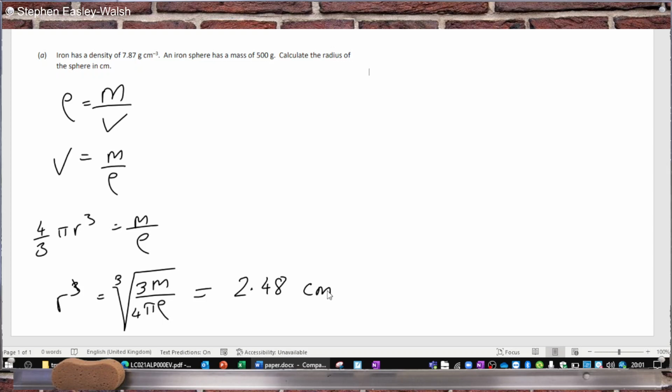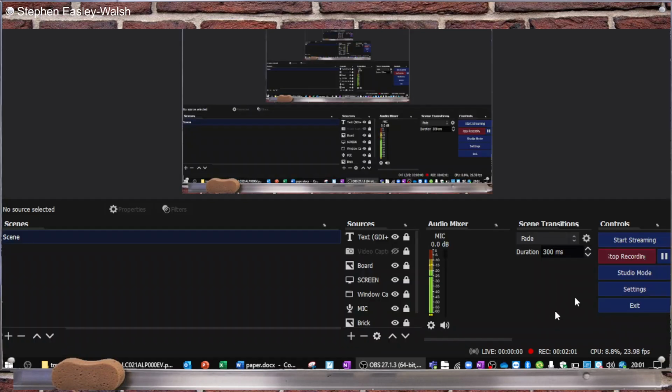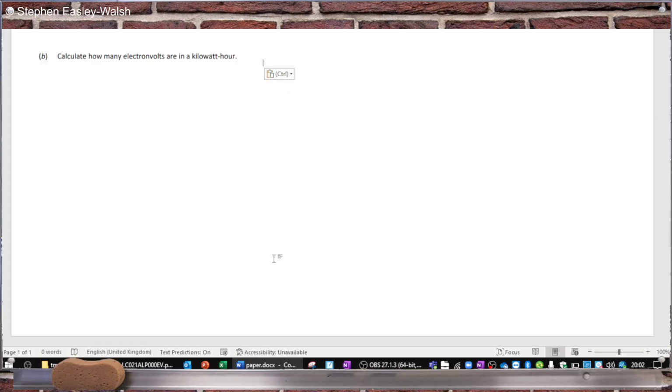centimeters. Okay, density is mass over volume, so volume is mass over density. 4 over 3 pi r cubed, that's the volume, yeah. 3m over 4 pi, yeah, okay, that looks fine. Let's pause it and get the next question ready. Okay, next question I have here.